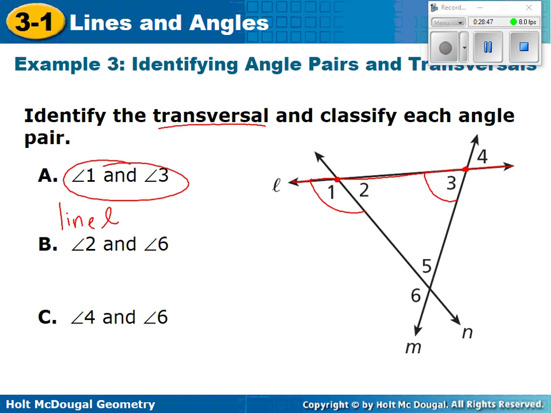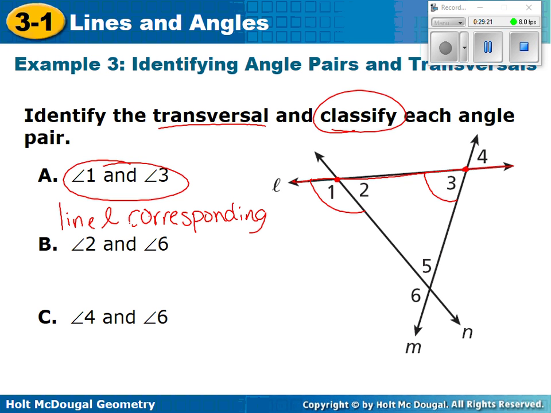Okay, now you need to classify those angles. So it says identify the transversal and then classify the angle pair. That means what kind of angles are angles 1 and 3? Corresponding. And sometimes this gets confusing for students, so I would tell you cover up everything else you're not using and then look at just this transversal and these two lines. Then you can see that they are on the same side of the transversal and they're both to the left of these two lines. So we would call those corresponding because they're in the same position.